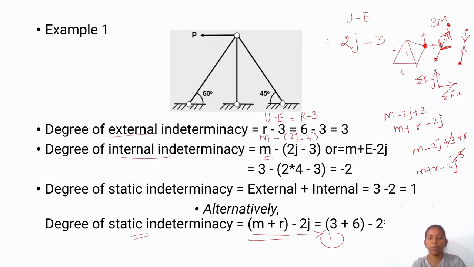You count all the members 1, 2, 3. So 3 members. The reactions, plus R is 6. That is one vertical, one horizontal, one vertical, one horizontal, one vertical, one horizontal. So there are 6 reactions, minus 2j. Minus 2 into 1, 2, 3, 4 joints. 4 joints, one is hidden inside this. So 4 joints.